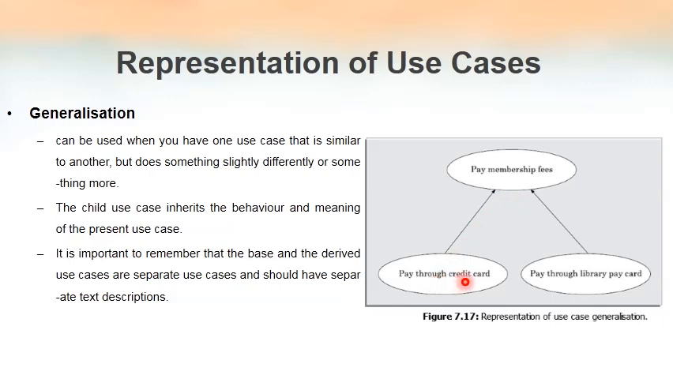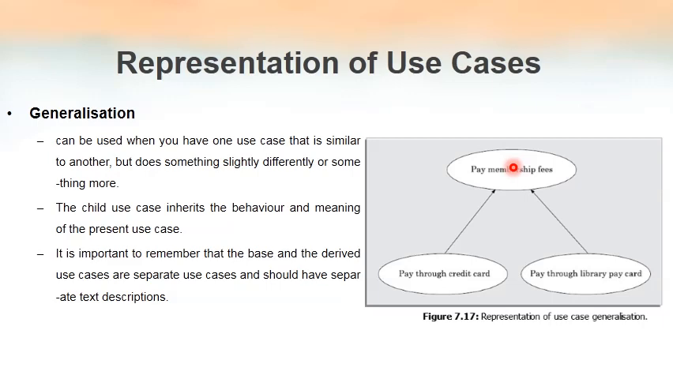The pay through credit card use case and the pay through library pay card use case are the generalization of, or they are the child or children of, this general use case, pay membership fee. So this use case, pay membership fee, is the base use case, and these two are the children of this base use case. So this first sentence you have to remember. When we have a use case that does the same thing as another, but does it differently or slightly differently or something more than the base use case, in that case we have to use this generalization relationship.